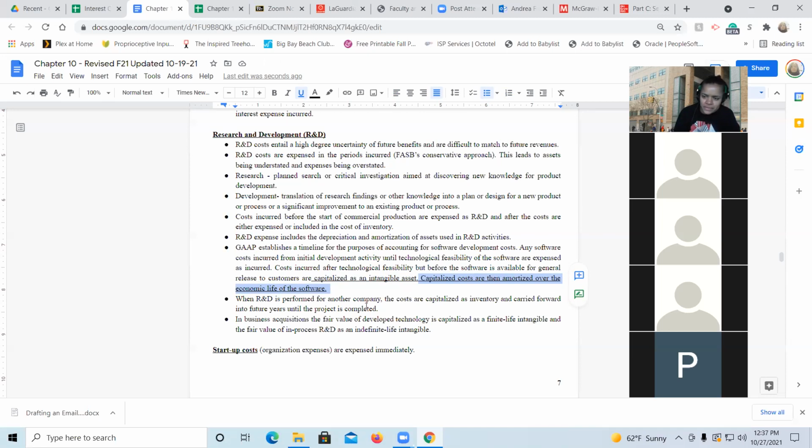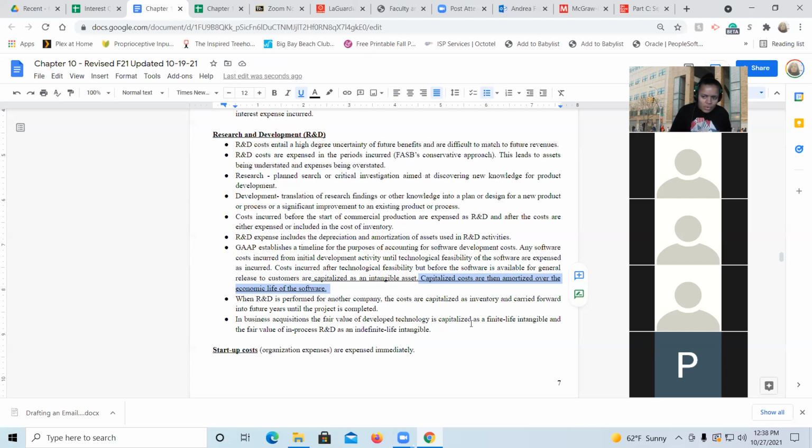If you're doing research and development for another company, so it's not for your own purposes, at which point you just have to expense it unless it's software that is technologically feasible, capitalize those costs, if you can believe this, as inventory until the project is completed. So maybe you're busy building something for another company, and you will have to capitalize as inventory. So this is not for yourself, but for another company. And then, of course, if you buy a company, the fair value of any developed technology is going to be an intangible, because you're actually buying somebody else's technology.